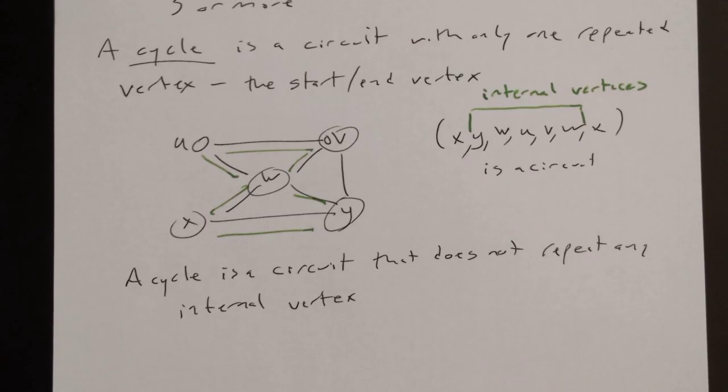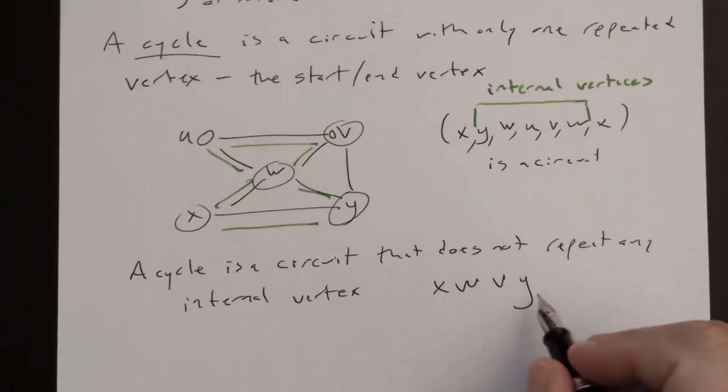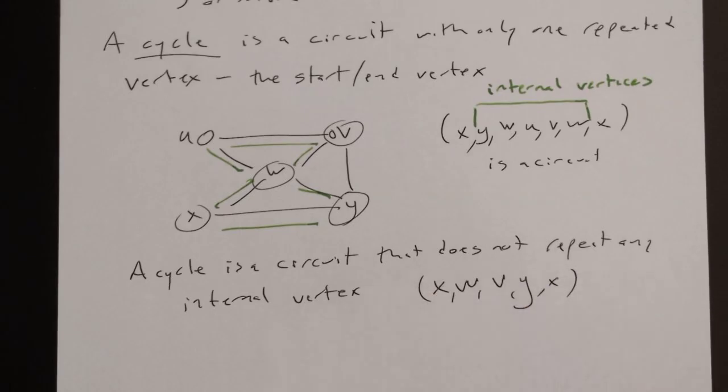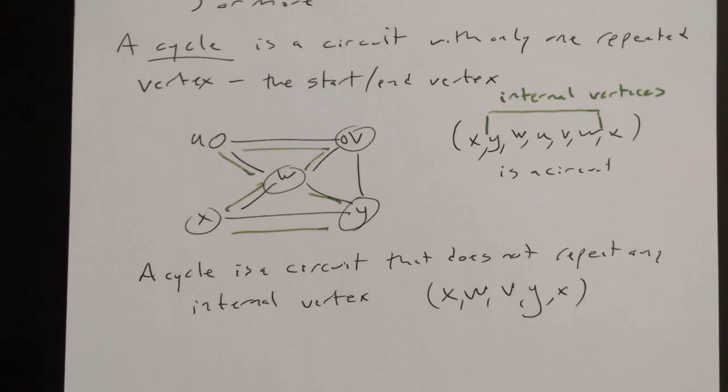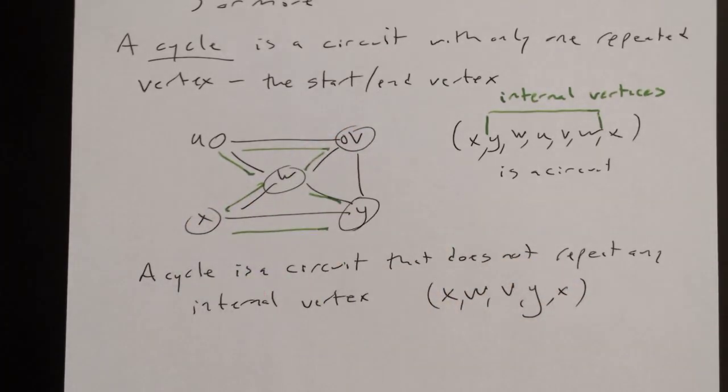So if I wanted to make a cycle, I could do something like X, W, V, Y, X. Right? And that would go X, W, V, Y, X around this triangle. Well, around that shape. A cycle has a length, right? Because a path has a length, a walk has a length. That has length 4. A k-cycle has length k.